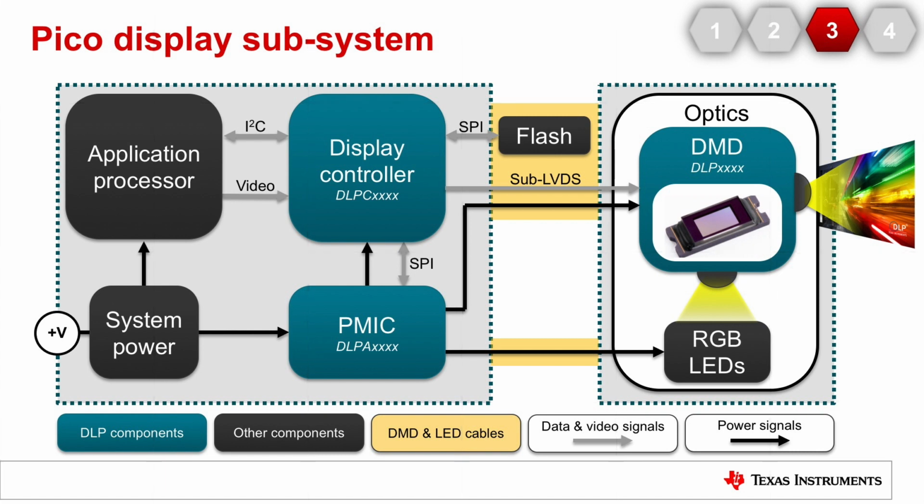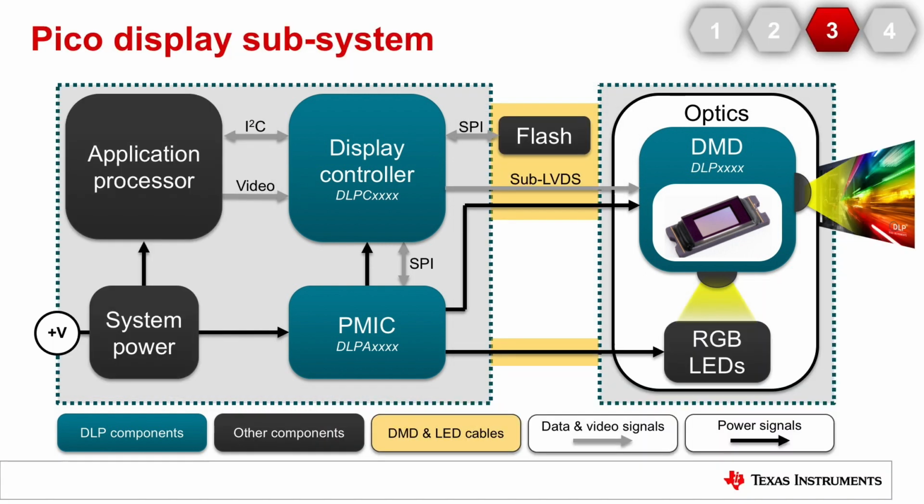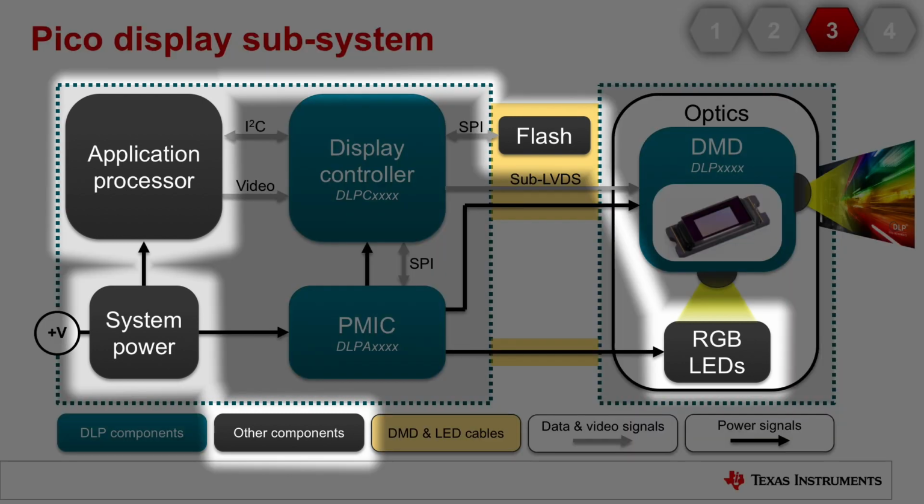Now we're ready to look at the Pico block diagram. First off, we're gonna look at the DLP components, and these are the display controller, the PMIC, which is responsible for power management of the display controller itself, the DMD, and then the LEDs. In the block diagram, you also have other components: the application processor responsible for communicating with the display controller, system power to provide power to the entire system, flash memory, and also RGB LEDs that illuminate the DMD.